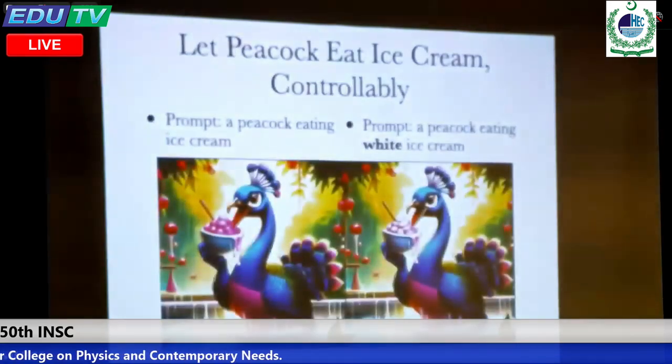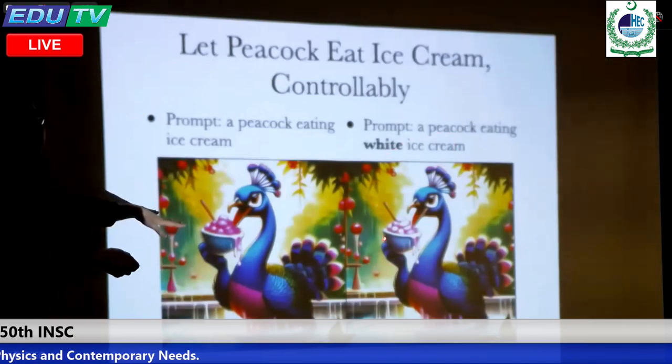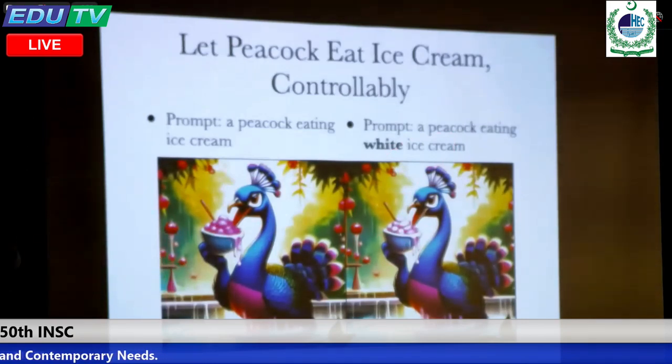And finally, you can see I gave this example at the very beginning, right? We can really allow the peacock to eat ice cream, and at the same time, we can change anything. You can just change the color of the ice cream or anything about the peacock. So things are controllable. You can do image editing, you can do image refinement in a principled way.